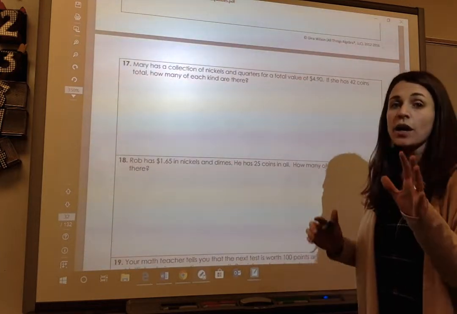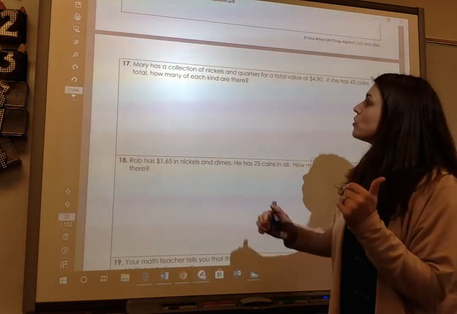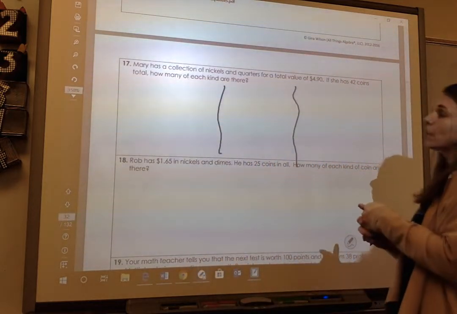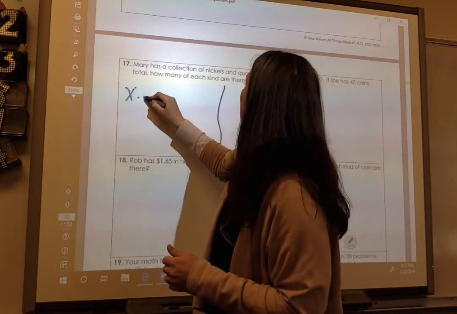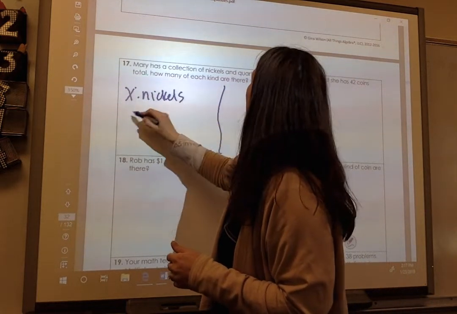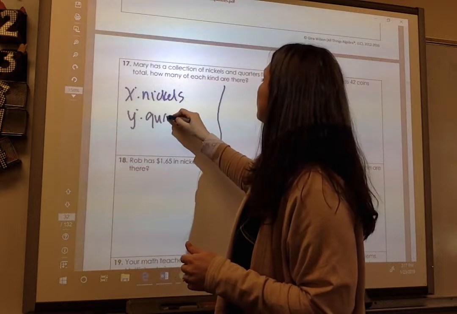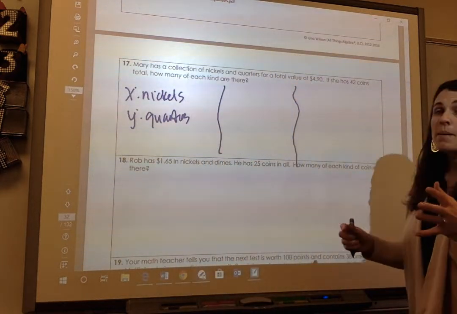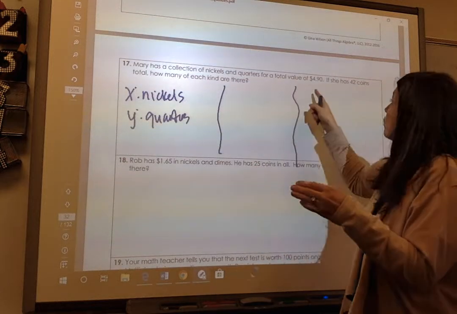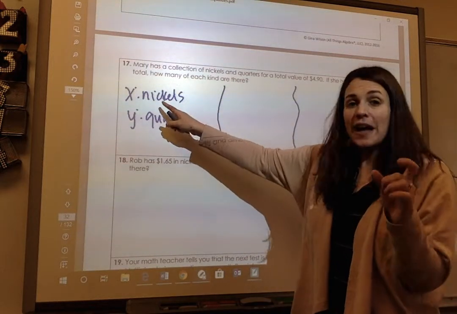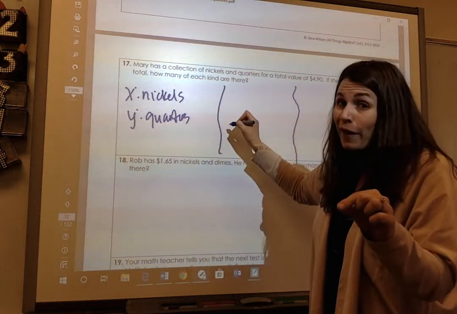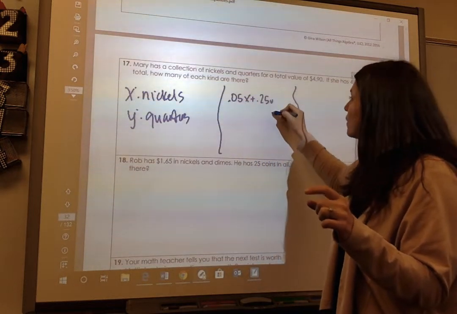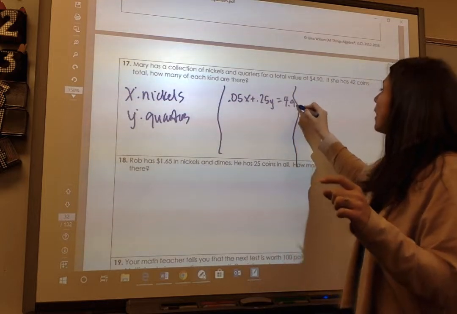I love this one, and I hope you remember this from when we did linear equations. We got Mary has a collection of nickels and quarters. So I'm going to let X be nickels. I'm going to let Y be quarters for a total value of $4.90. So remember, it's value plus value equals total value. So what is the value of the nickel? It's not 0.5, people. It's 0.05 is a nickel and 0.25 is a quarter for a total value of $4.90.